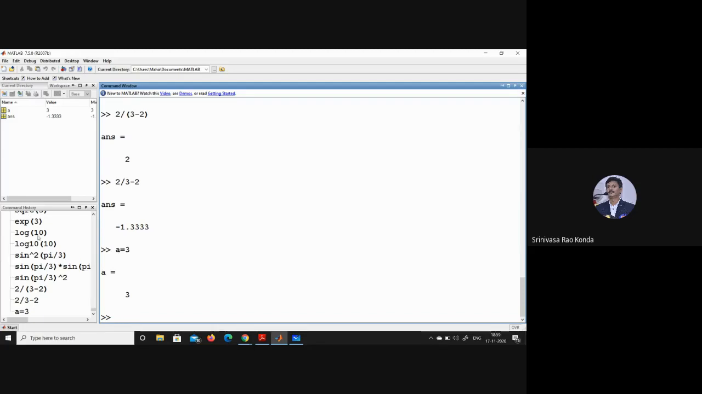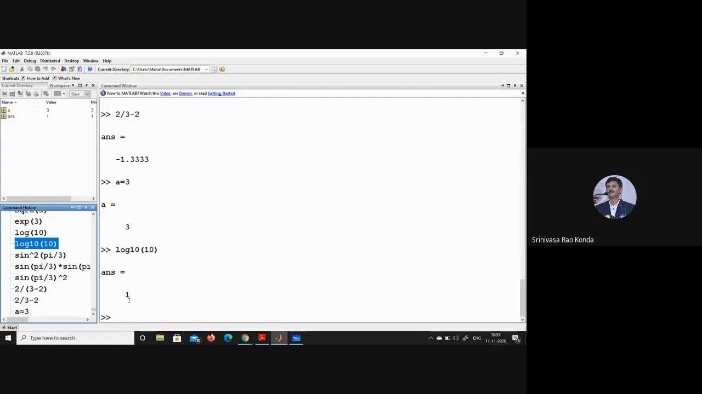Command history provides all the details of the functions typed in the command window or command prompt in the recent past. Also, one more advantage of this window is if you double click a command in the command history, it will be executed in the command window. That is the advantage of this command history.